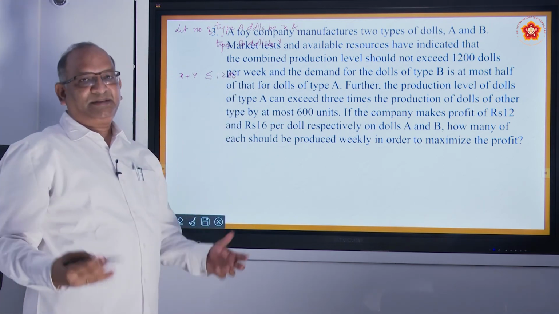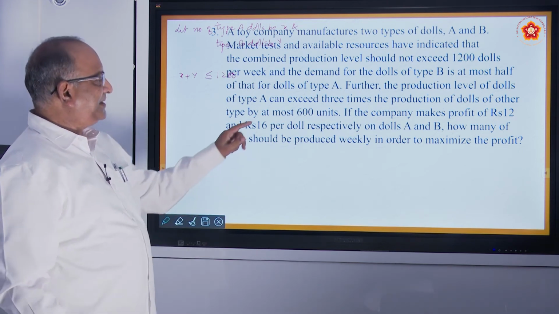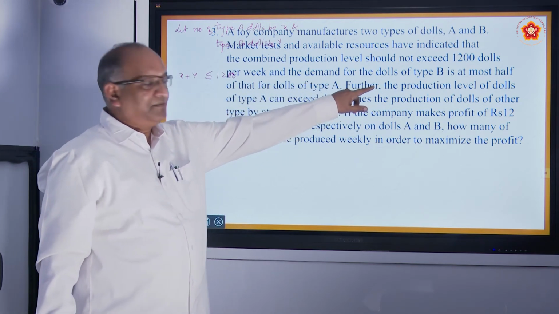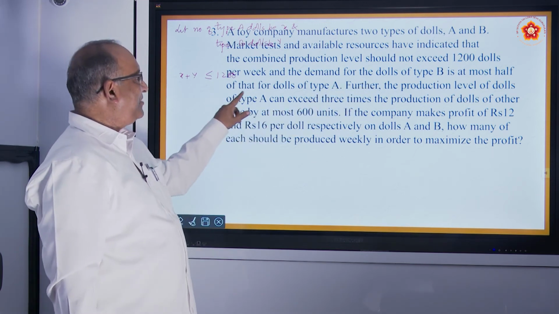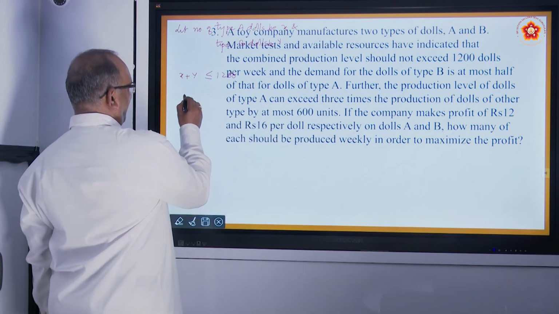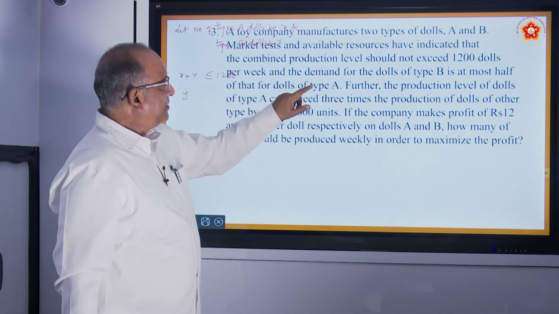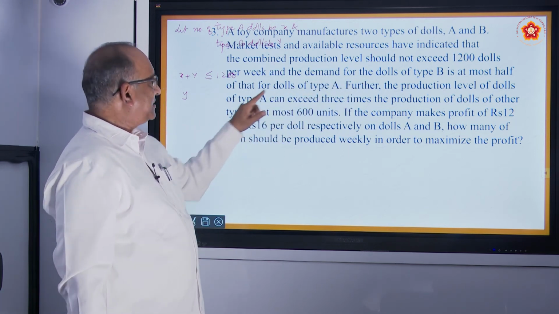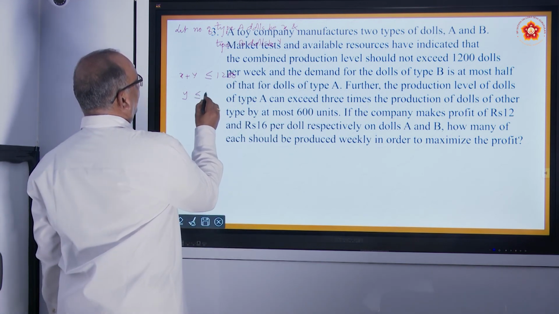Why is it so? This is the number of dolls. The number of dolls cannot exceed 1200. Then he says the demand for dolls of type B, which we have assumed as Y, is at most half of that of dolls of type A. Read again: the demand for dolls of type B, that is Y, is at most half of that of type A. So, Y is less than or equal to X by 2.